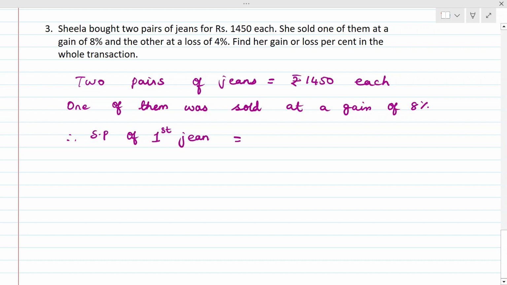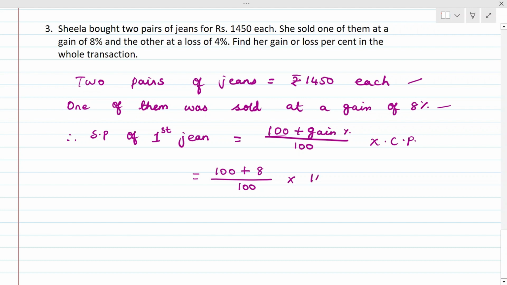In this problem, we will be using many formulas together. So now we know the cost price of one jean and the gain percentage. So SP we have to find out using cost price and gain percentage. So that is 100 plus gain percentage divided by 100 into CP. This formula we will be using to find out the selling price. So 100 plus gain percentage 8, divided by 100, into CP is 1450. Each jean is costing that. Okay, before cancelling, 108 divided by 100 into 1450.